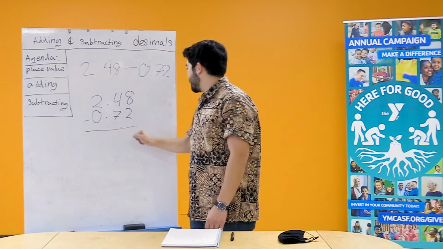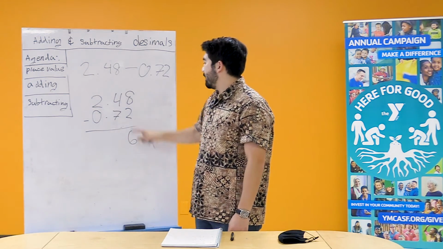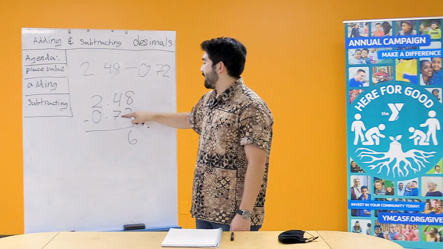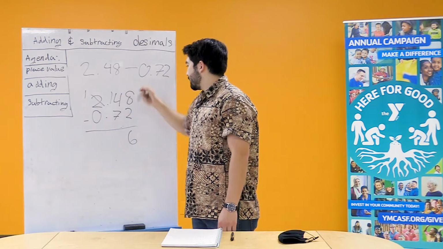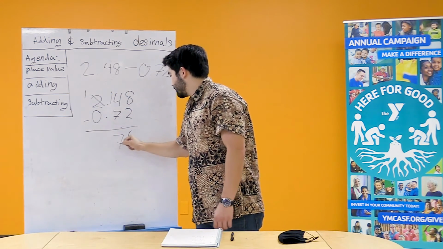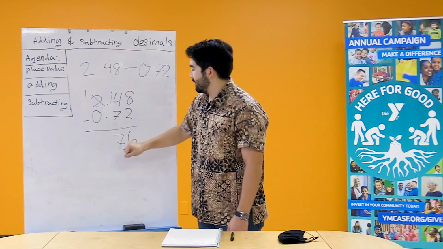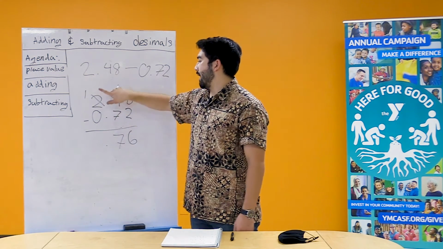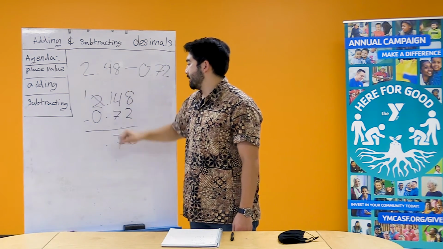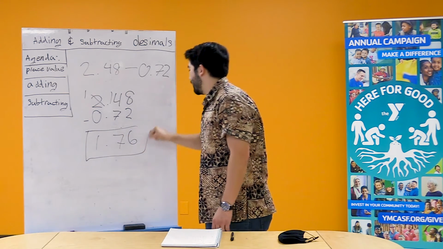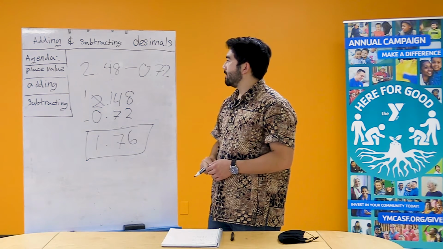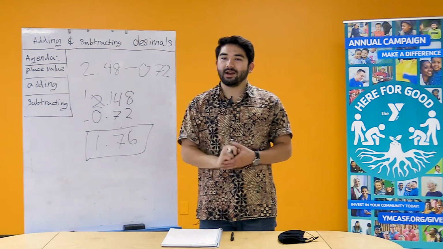8 minus 2 is going to be 6. We can't subtract 7 from 4, so we're going to have to borrow. This 2 is going to become a 1. 14 minus 7, 7. We're not going to touch the decimals, just bring it on down. And then 1 minus 0 is 1. So there's our answer, 1.76. And yeah, I think we're going to end it there.